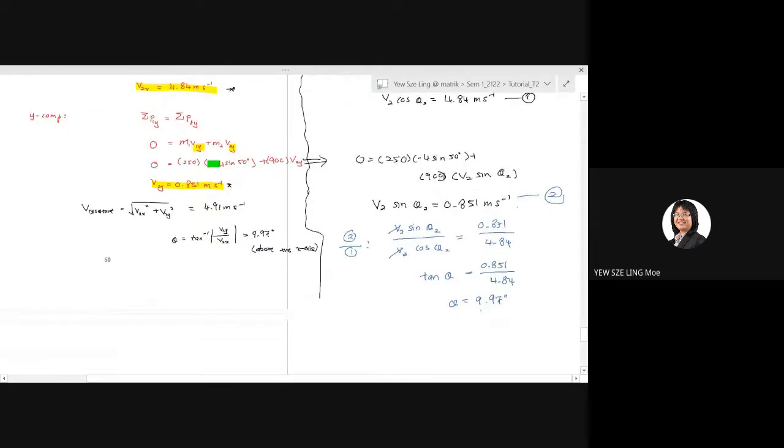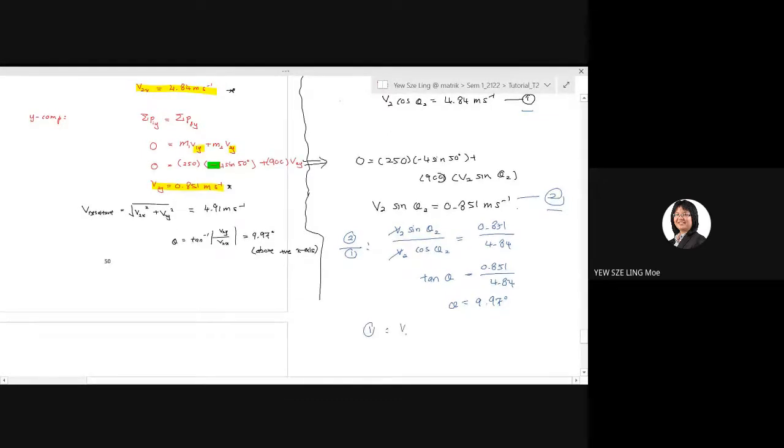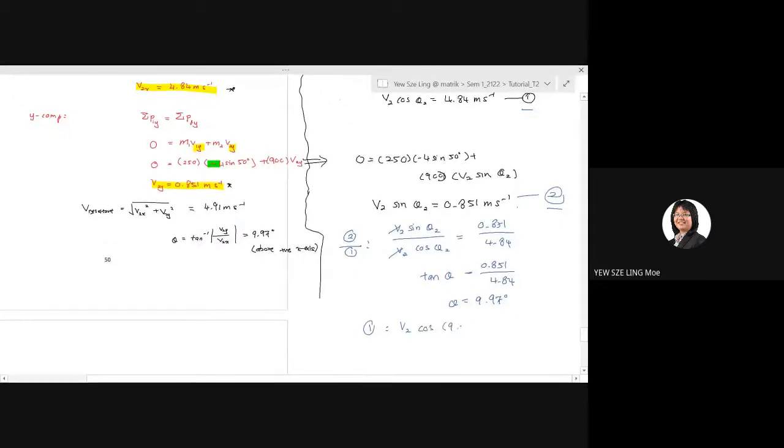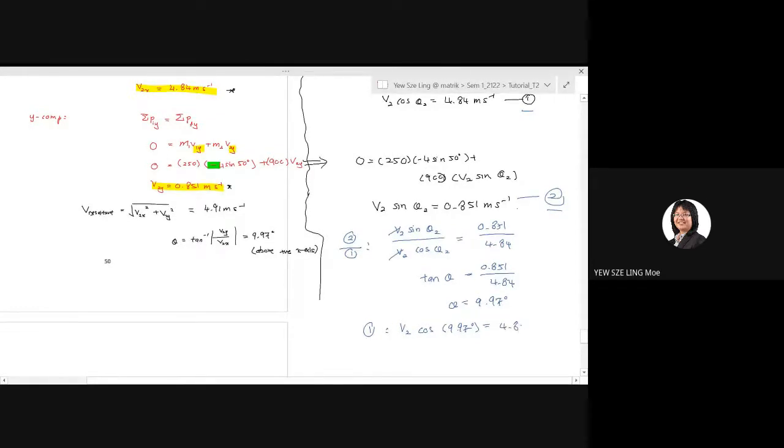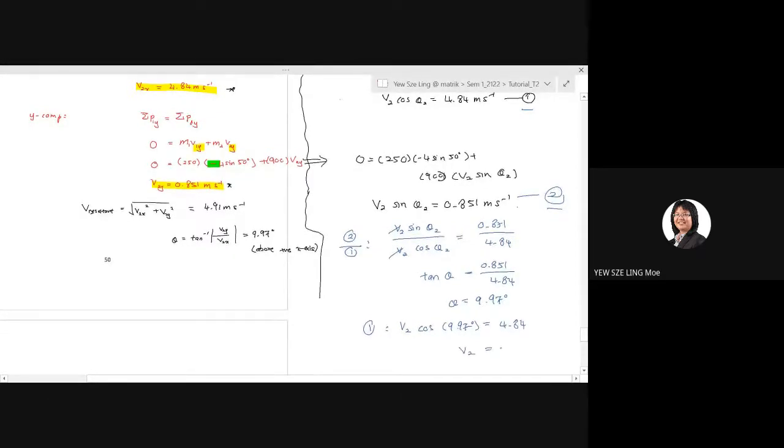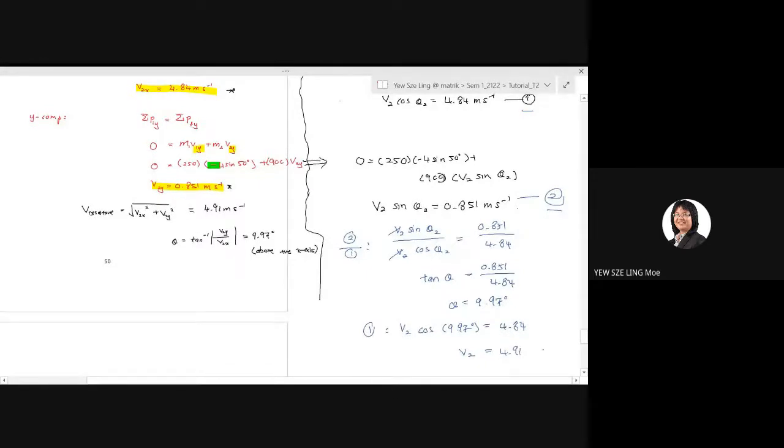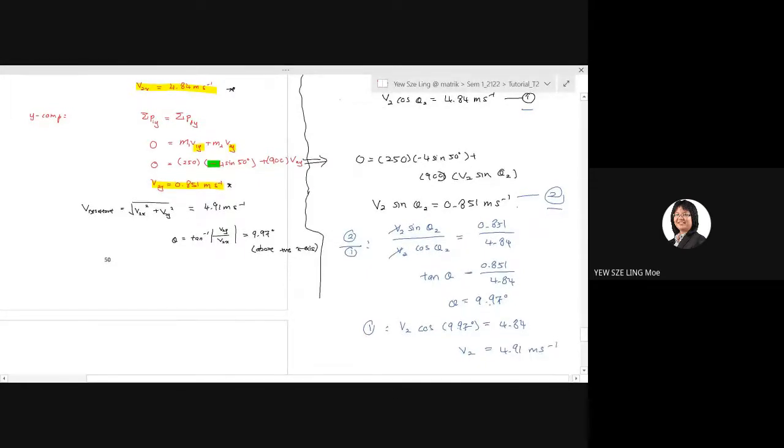So from the angle, you then calculate V2 by using either one of the equations. You can use equation 1 or you can use equation 2. So let's say I use equation 1. So from equation 1, I have V2 cos 9.97 degree equals to 4.84. So V2 equals to 4.91 ms negative 1. So this is how you determine the value. So you then look at equations 1 and 2 again.